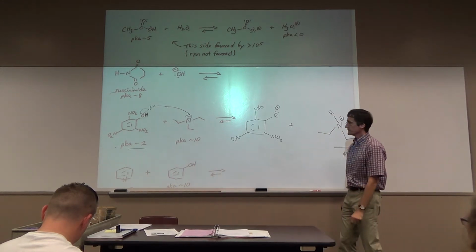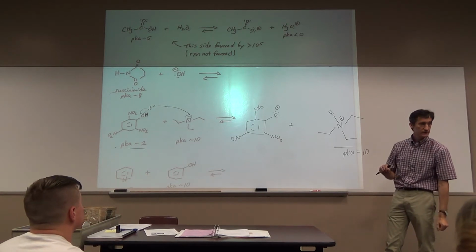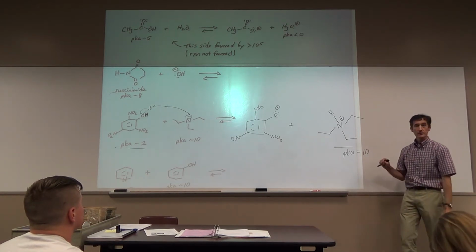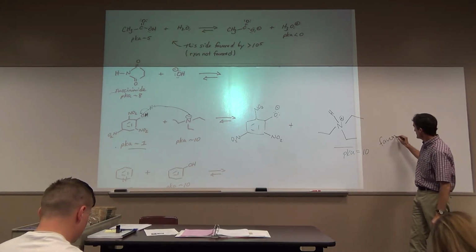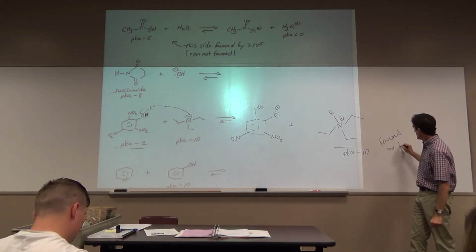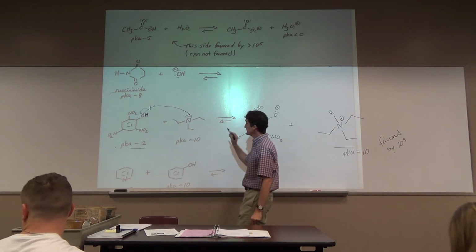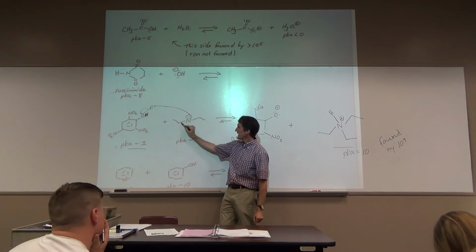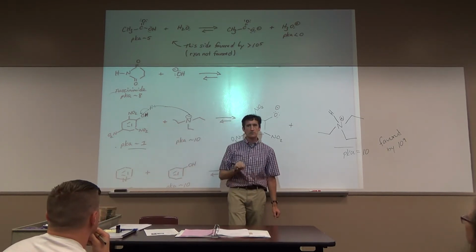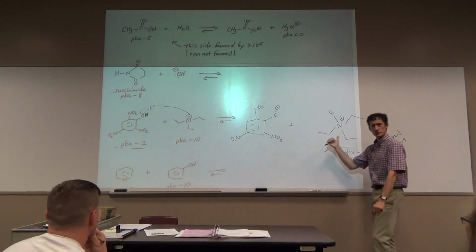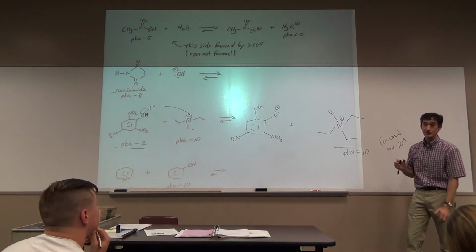All right? So, which is favored, 1 or 10? Which side is favored? The side with the weaker acid, which is 10. This side is favored by how much? 10 to the 9, what is that, a billion? By the way, this is called triethylamine. Is triethylamine strong enough to deprotonate that phenol? Will it take it over here considerably? Yeah, 10 to the 9 is considerable.